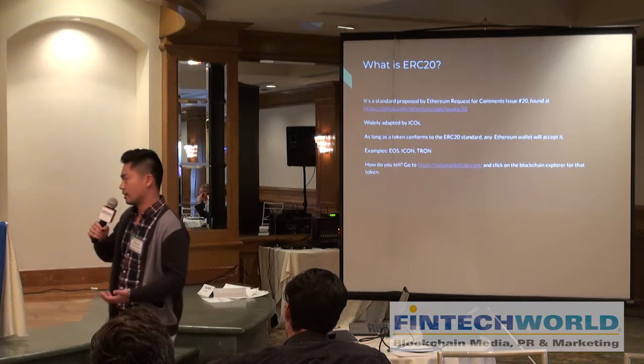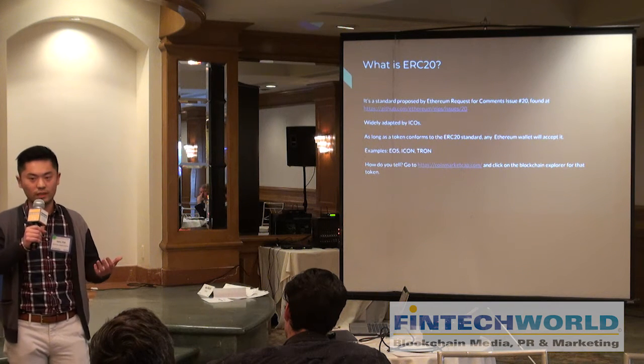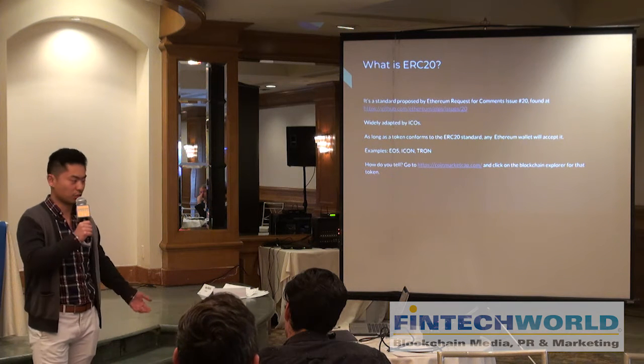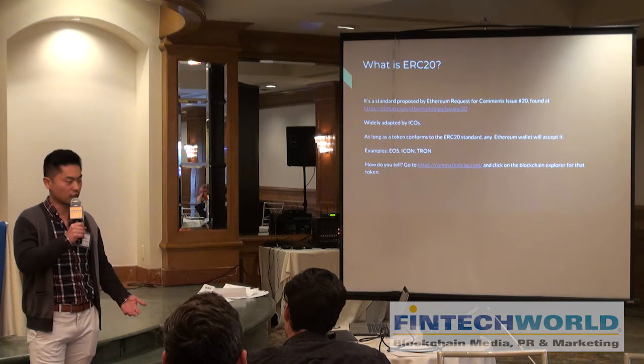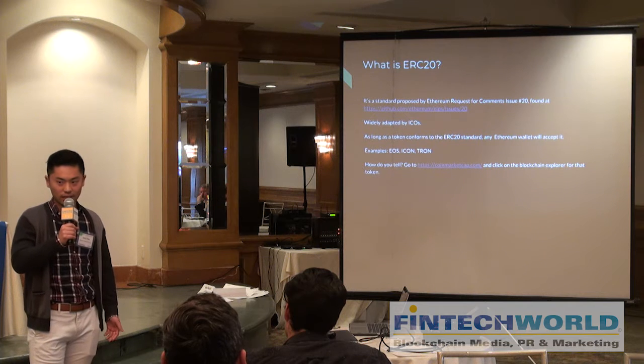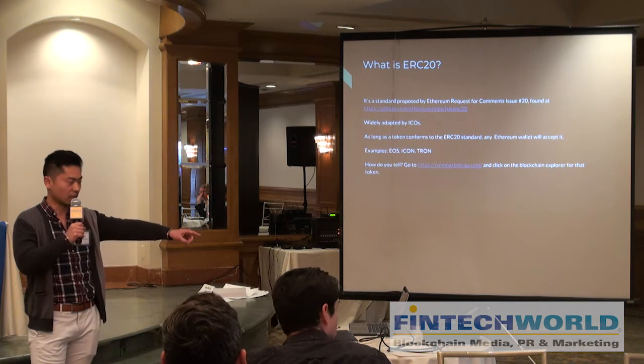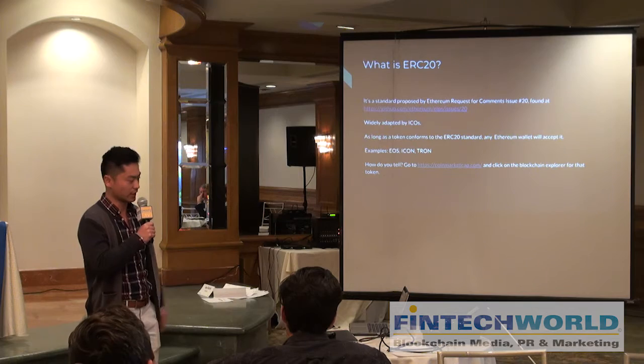And we also heard about the ERC20 token. What does it even stand for? ERC20 stands for Ethereum Request for Comments issue number 20, which you can find on that repository, that link there if you want to take a picture. So it basically describes a standard set of functions that a smart contract must implement in order to be considered a token. Some examples are the EOS token right now, Icon, and Tron.